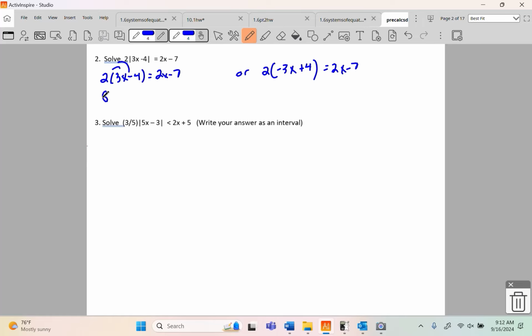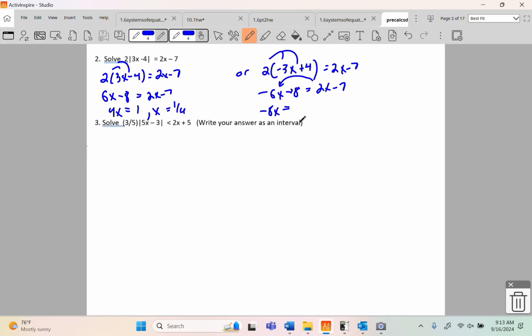So I do the distributive property, 6x minus 8 equals 2x minus 7. I subtract 2x and get 4x. I add 8 and get 1. So x is a quarter. Over here again, the distributive property, negative 6x minus 8 is 2x minus 7. I subtract 2x, it's negative 8x. That's supposed to be a plus 8, isn't it? Yeah. I subtract 8 and I get negative 15, so x is 15/8.